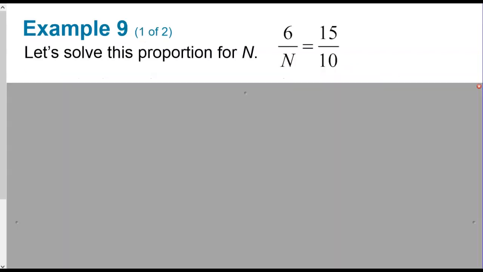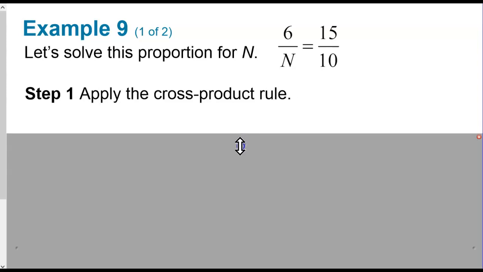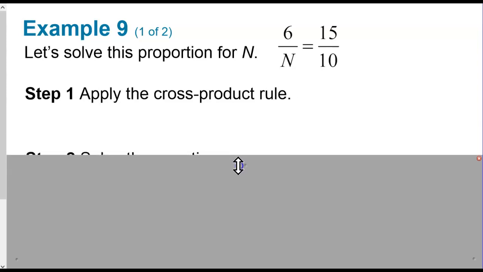Let's go ahead and solve this proportion for n. Again, I'll take a pause for you to go ahead and pause the recording and try this one on your own. Okay, so let's go ahead, and we have 6 over n equals 15 over 10, which is just fine. If we have a bigger numerator than the denominator, that's okay.